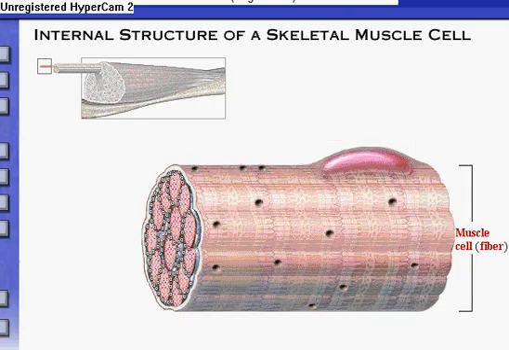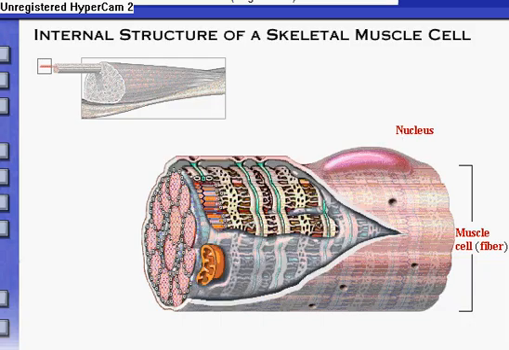Because skeletal muscle cells are elongated, they are often referred to as muscle fibers. Let's look at the internal structure of these unique cells. The nucleus is the cellular structure that contains the genetic material. The sarcolemma is the specific name for the plasma membrane of the muscle cell. The sarcoplasmic reticulum, or SR, is the name for the endoplasmic reticulum of the muscle cell.